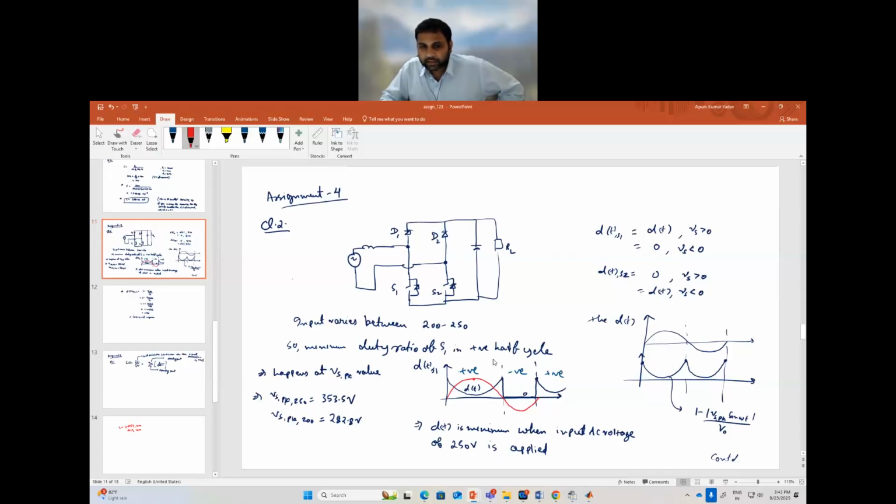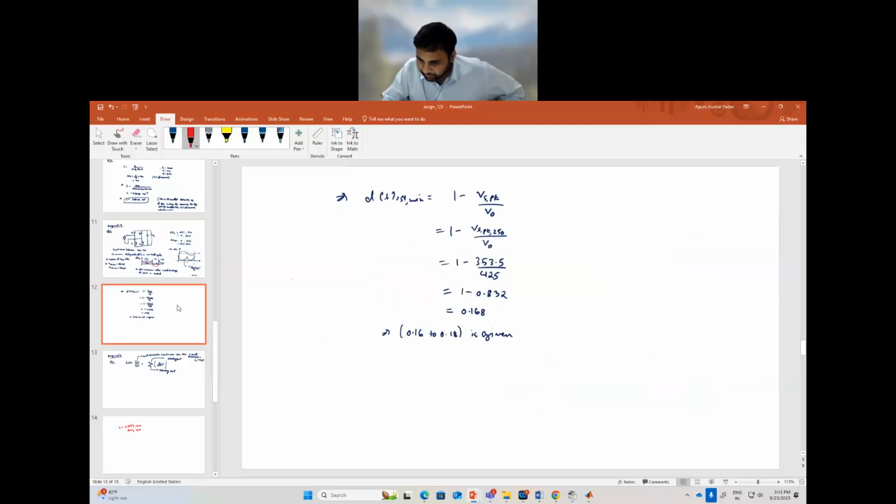And we know that our duty ratio, finally when we solve, is nothing but 1 minus Vs peak by V naught, because at omega t equal to 90 degrees that is the minimum value of duty ratio that we will achieve. So what we will get is Vs peak.